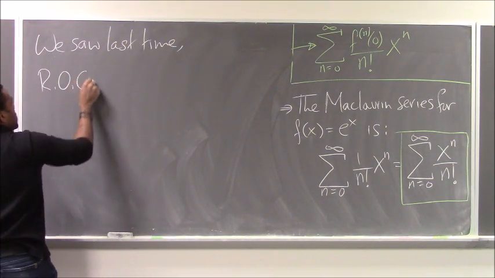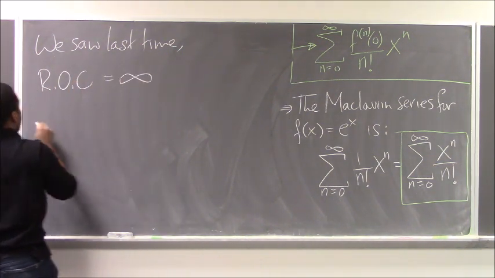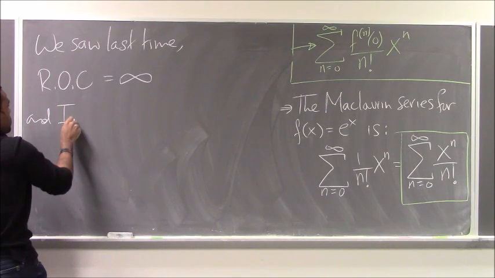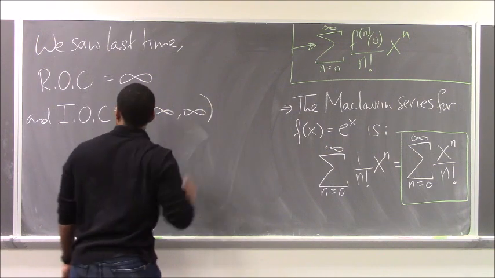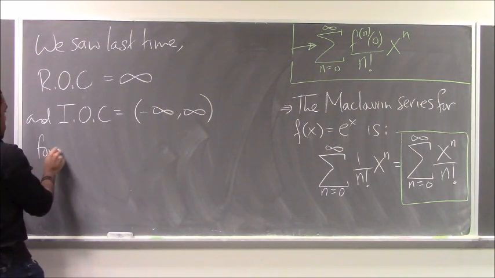The radius of convergence equals infinity, and the interval of convergence equals minus infinity to infinity for the above.